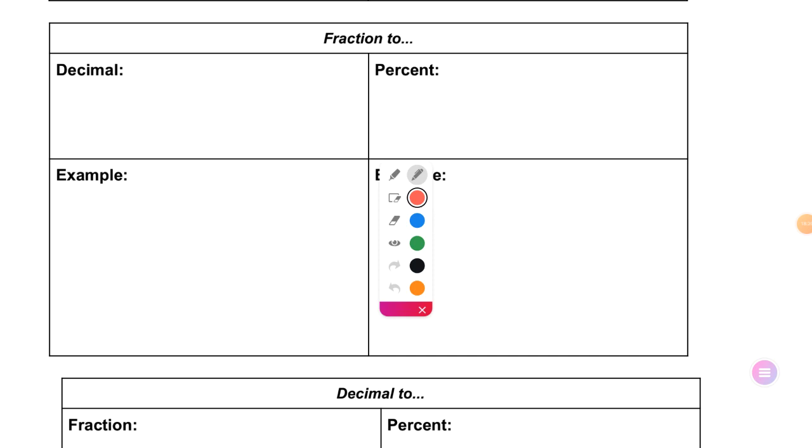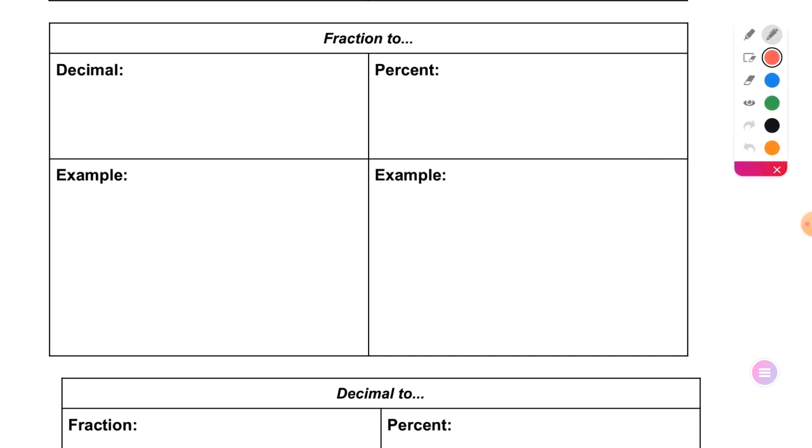How do I change a fraction to a decimal? Briley. I actually have 3 ways here, 3 options. So we're going to write 3 different things here.